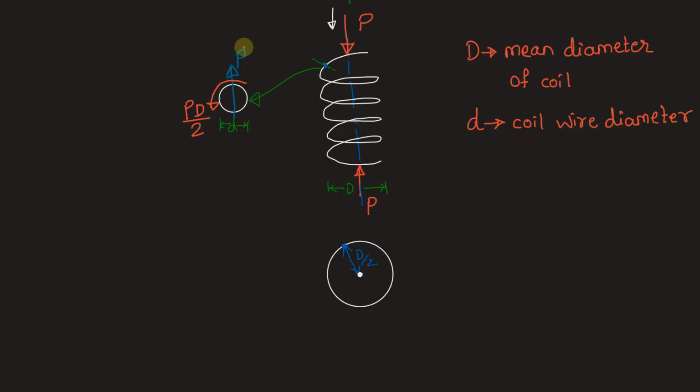Now this resistance P will be uniformly distributed throughout the area in terms of direct shear stress, while this torque PD by 2 will be distributed on the cross section in the form of torsional shear stresses. So, direct shear stresses due to the resistance to compressive load P and torsional shear stress due to the resistance to torque. Let's now look at the distribution of these two stresses along with their combination.